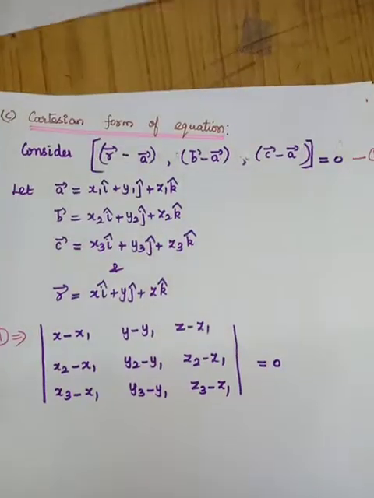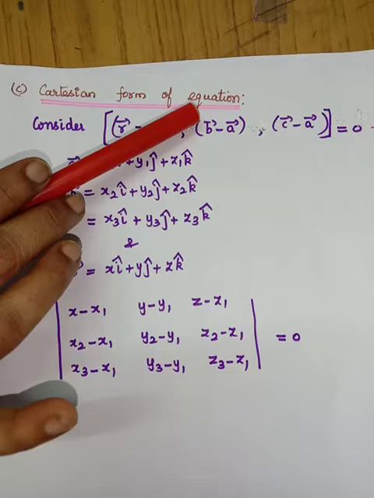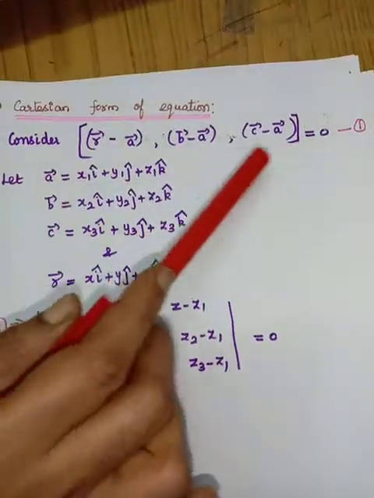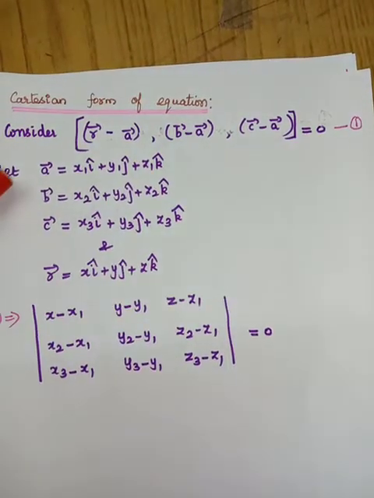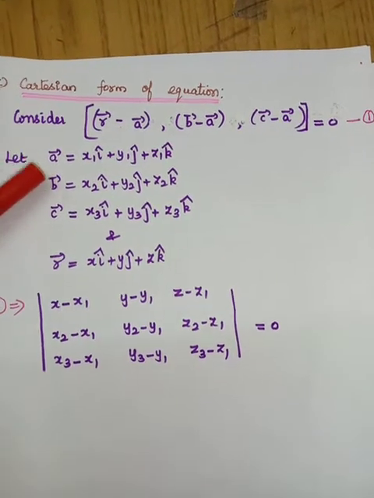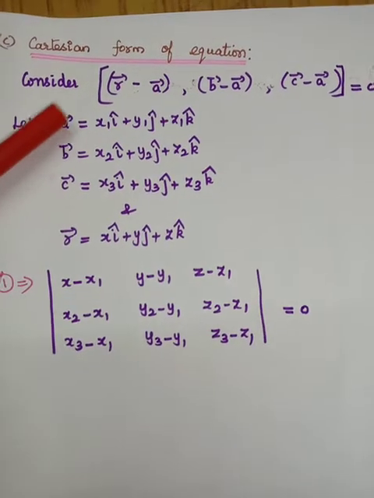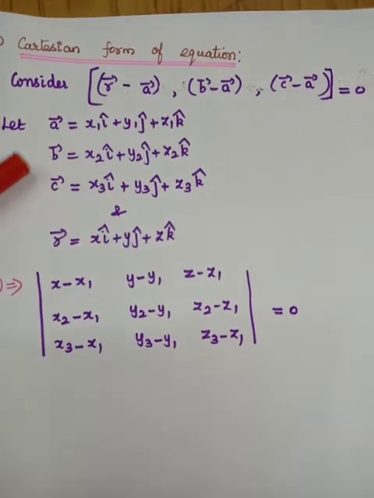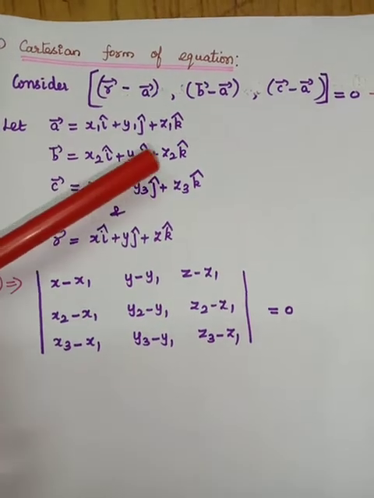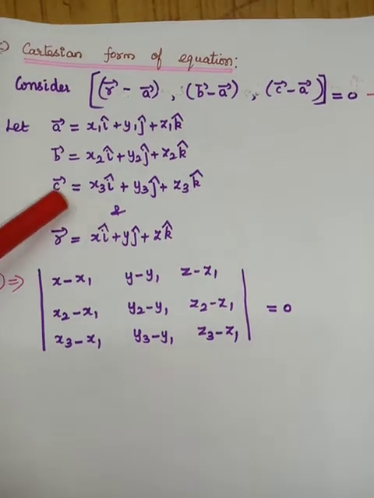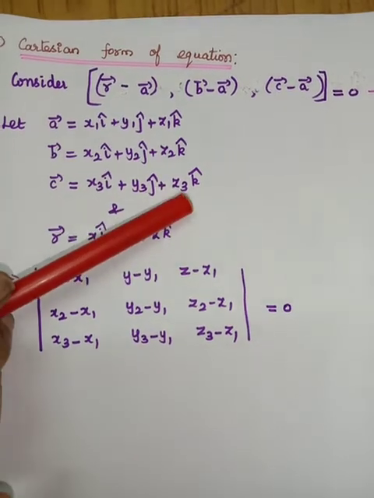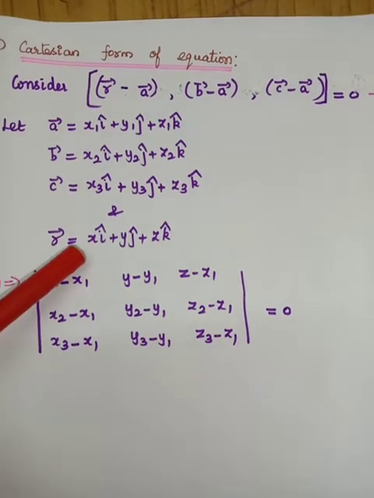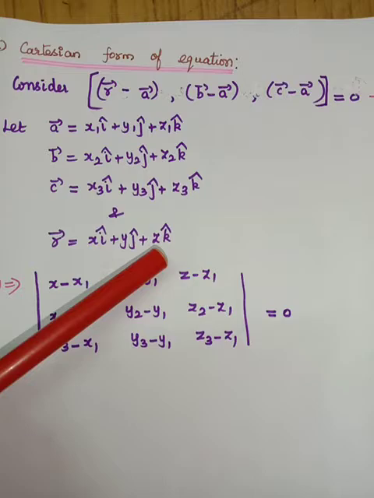Okay, now I am moving to the Cartesian form of equation of the plane. So here I will consider the non-parametric equation. So I will call it as 1. Here your three passing points are given. So whose position vectors I have taken as A vector as x1 i cap plus y1 j cap plus z1 k cap, B vector as x2 i cap plus y2 j cap plus z2 k cap, C vector as x3 i cap plus y3 j cap plus z3 k cap, and R vector as usual always we will take as x i cap plus y j cap plus z k cap.